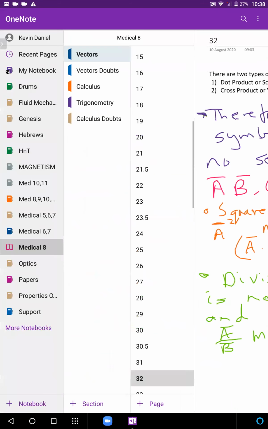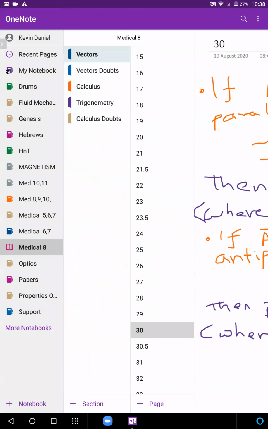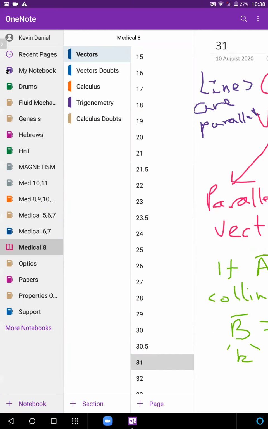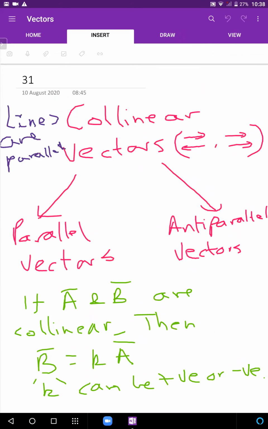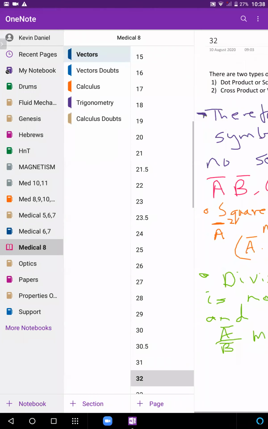What were 30, 30.5, 31? This is what I told you in the last class. If it is in the same direction, then vector b is k times a; if it is in the opposite direction, then vector b is minus k times a. Towards the end of class I'll show you again where it is in the drive. Just write, copy 30, 30.5 and 31 from vectors part 2. Okay, you remember this, right? We discussed it with you.